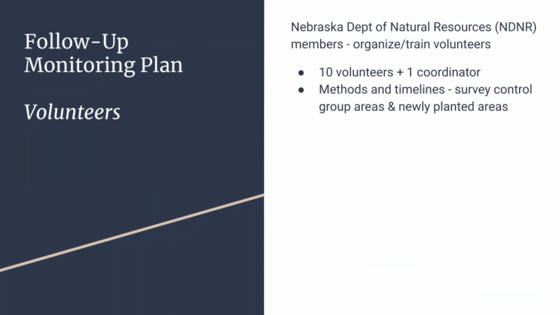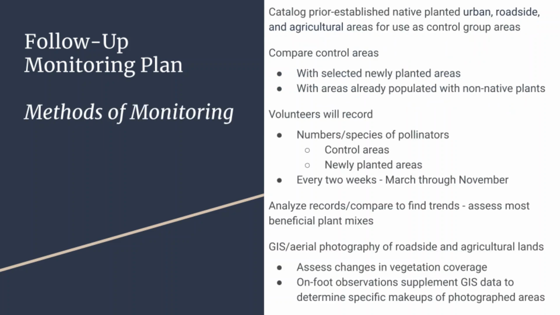The Nebraska Department of Natural Resources members will organize and train volunteers. The team will be comprised of 10 volunteers plus 1 coordinator. They will decide on methods and timelines and survey control group areas and newly planted areas. They will catalog prior established native planted urban, roadside, and agricultural areas to use as control group areas, and they will compare these with newly planted areas and areas already populated with non-native plants.